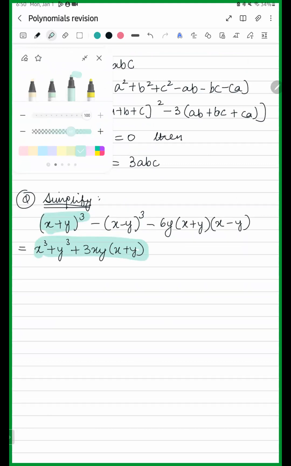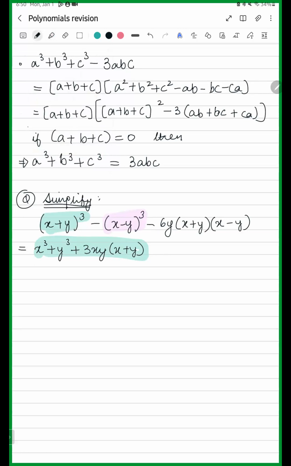Then let's do this part. Minus. Since there is a minus sign, we must put a bracket outside of it. X cube minus y cube minus 3xy into x minus y. This is this portion. Then next, we have this portion. Minus sign again, minus 6y into x plus y into x minus y. We know that x plus y into x minus y is x squared minus y squared.